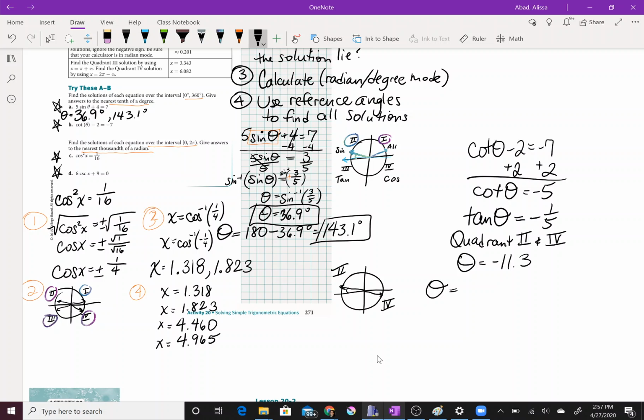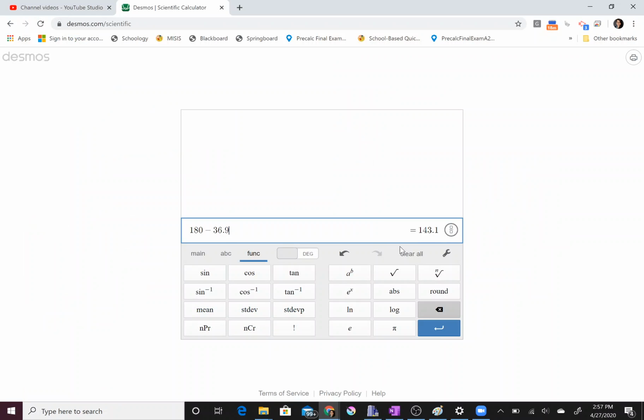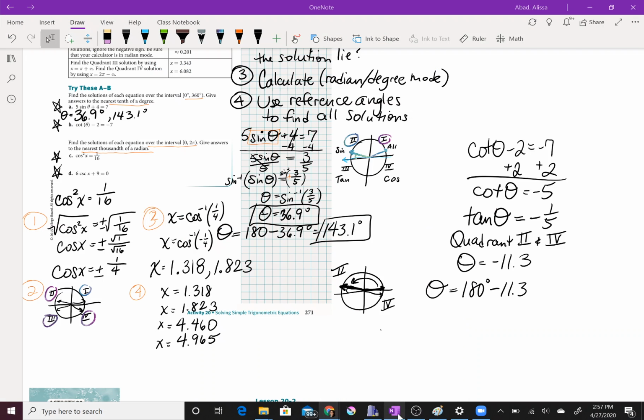So this is where it is here. In order to find this angle here, I take away 180 from there. So 180 minus 11.3 is 168.7. 168.7 degrees. So we found both of those solutions.